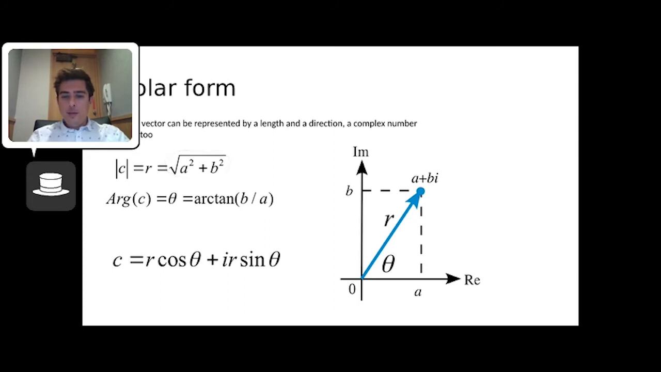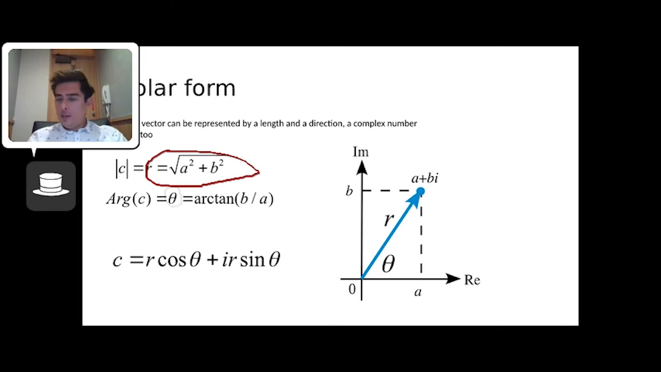Now what about this angle here? How do you work that out? Again, you just use a little bit of trigonometry. The tan of this angle is equal to the opposite side, which is b, divided by the adjacent side, which is a. So you can work out this angle by taking the arctangent of b divided by a. That's how you can work out the r and the theta from the a and the b. So these two formulas relate to each other.